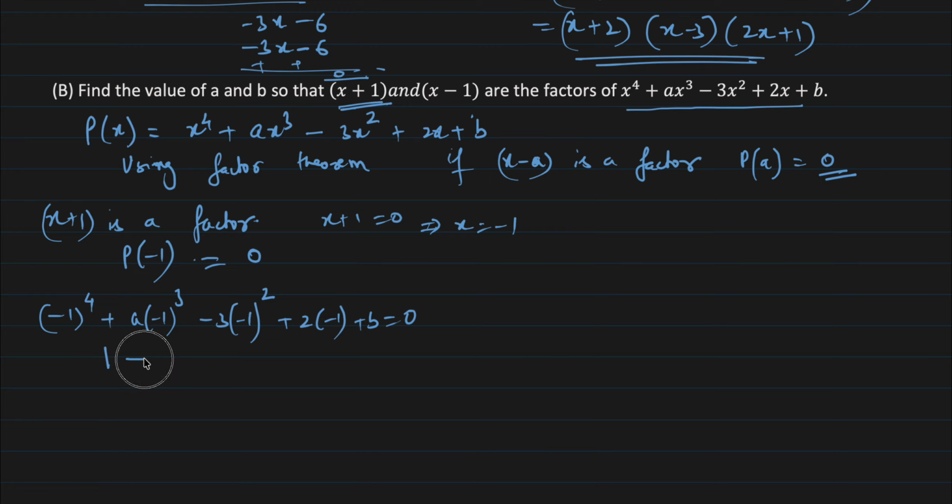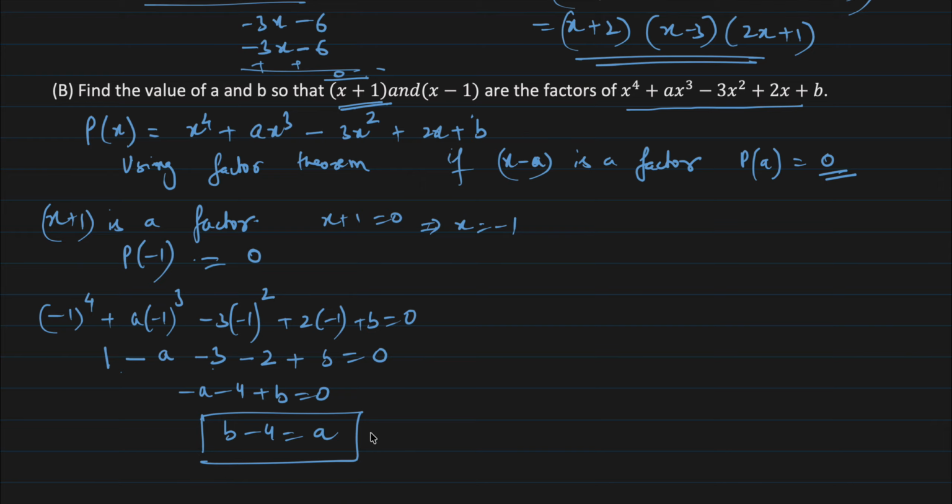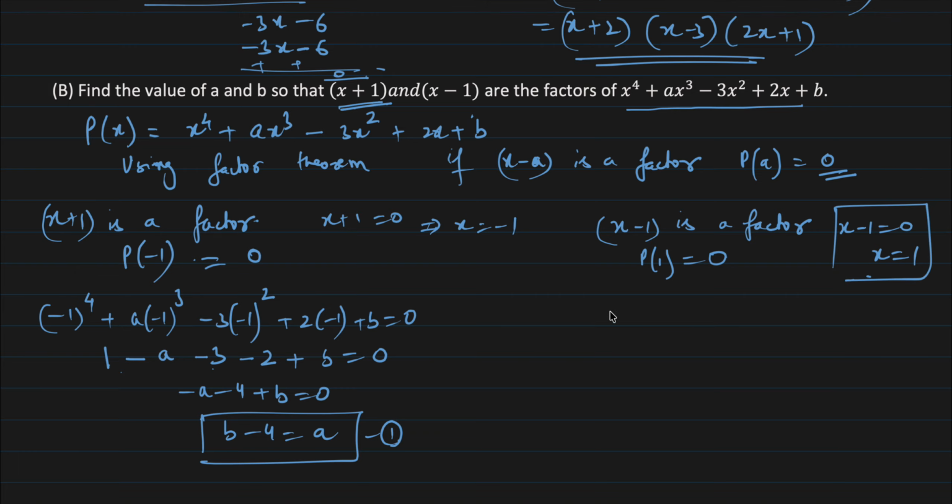So 1 minus a minus 3 minus 2 plus b is 0. So 1 minus 3 minus 2, so minus 4 ho jayega ye. So minus a minus 4 plus b is 0. So from here b minus 4 is a, right? I got this equation number 1. Now in this case, when x minus 1 is a factor, okay, then we will have p of 1 equals to 0. Okay, so basically we'll do x minus 1 equals to 0 to get x as 1, and we'll do it, yeah. So p of 1.